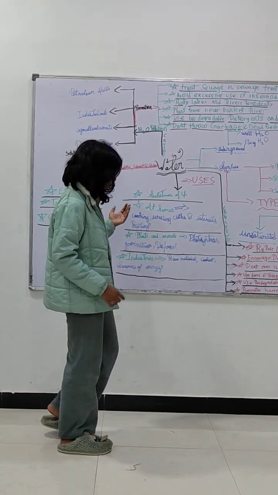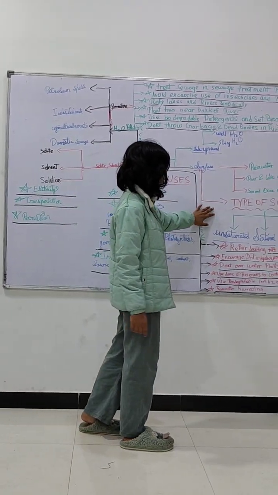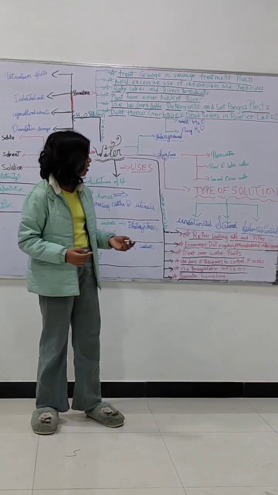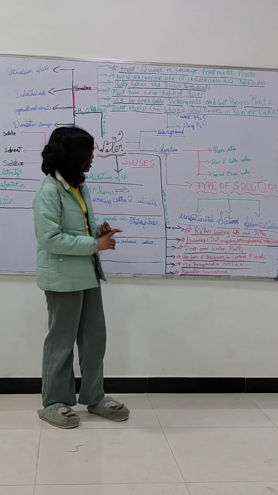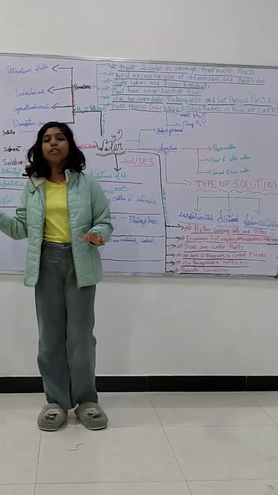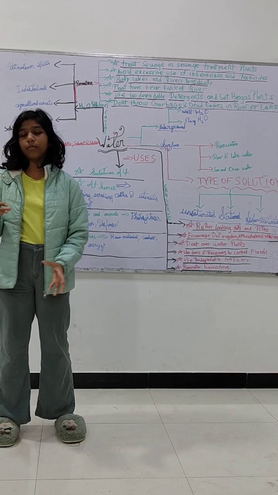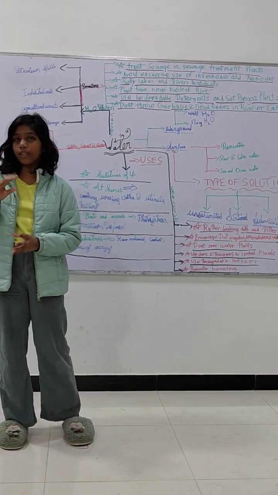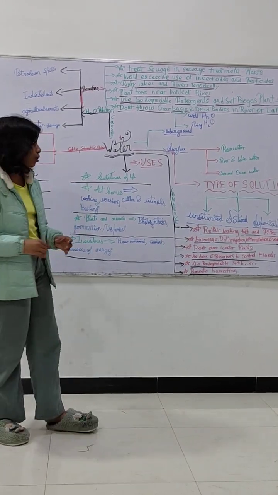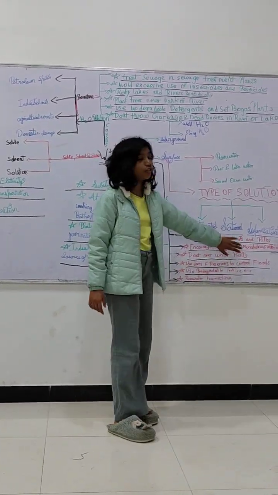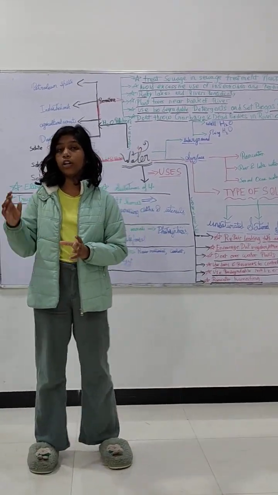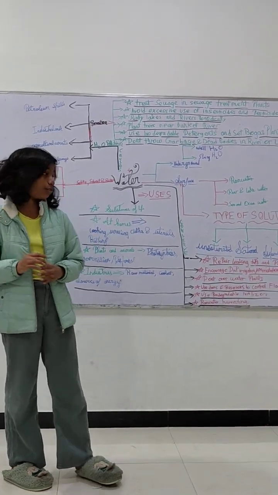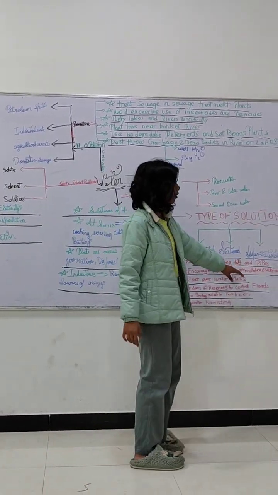Now, we'll learn the types of solutions. As you all know, we have learned what the types of solutions are. There are three types of solution. First is unsaturated. Unsaturated means any solution in which more solute can be dissolved is called an unsaturated solution. And a saturated solution means no more solute can dissolve into the solution. Then the third is supersaturated solution.